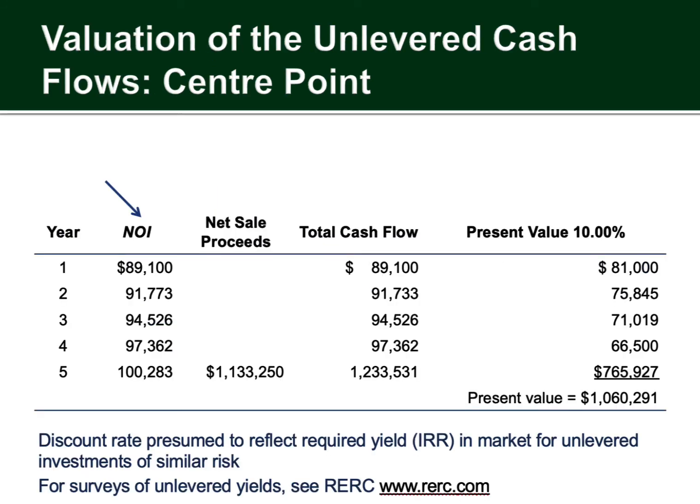And this is all summarized in this table below. On the far left, you'll see each year of ownership, 1 through 5. In the second column, NOI, you have the NOI earned during each of these years of ownership. And then the third column, net sale proceeds, only has a cash flow entry for the 5th year, because that's when you sell it and net that 1.13 million in proceeds. So these two columns, NOI and net sale proceeds, get added together to get a total cash flow for each year, shown in the 4th column.